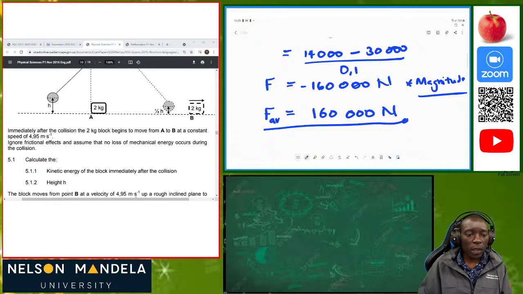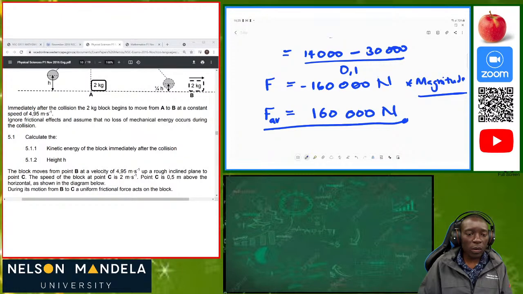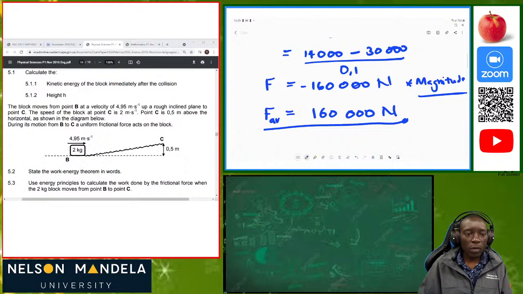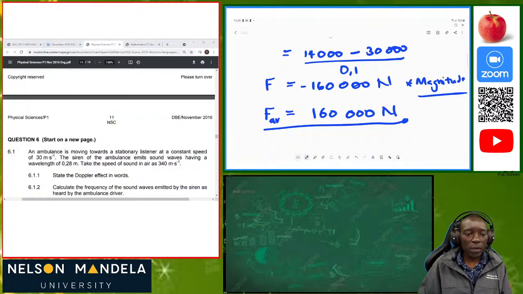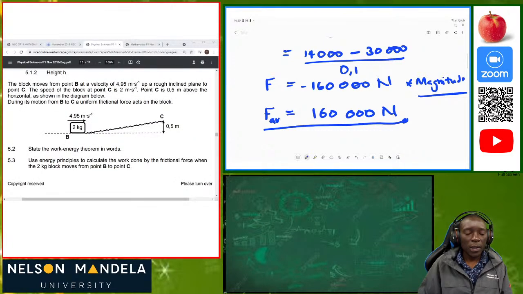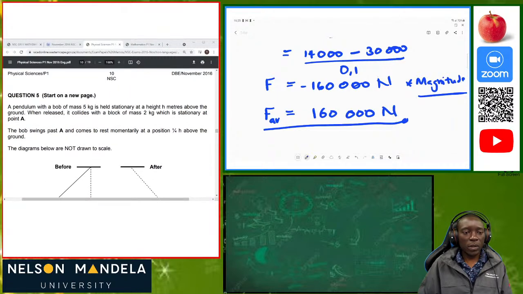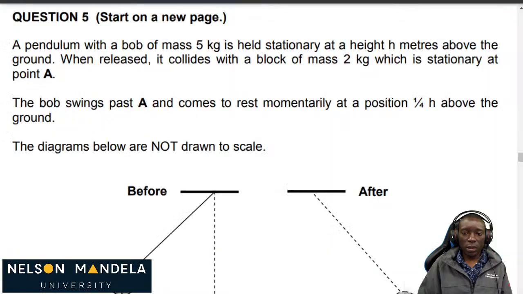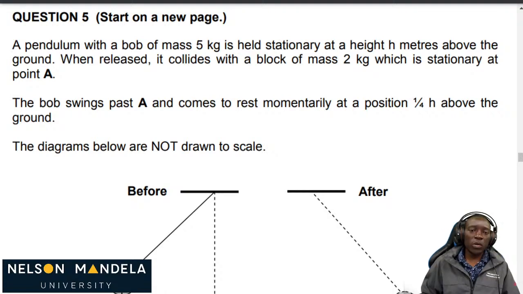Okay, yes, there's one on energy. Wonderful. So question number 5 looks at energy. We can look at question number 5 together. So let me screen the big one and prepare some space there. Question 5, start on a new page.